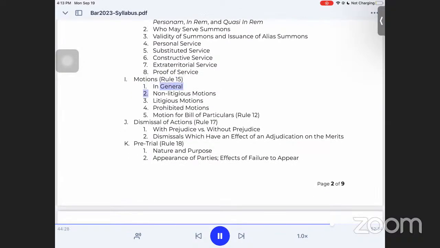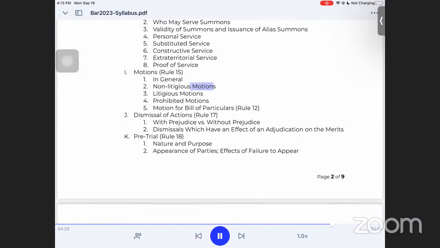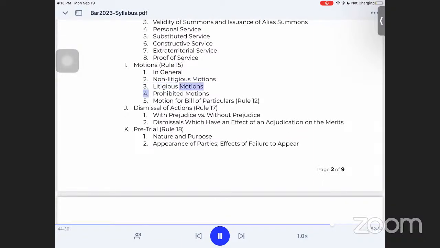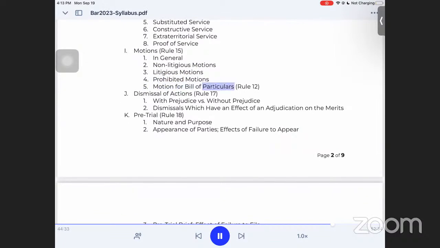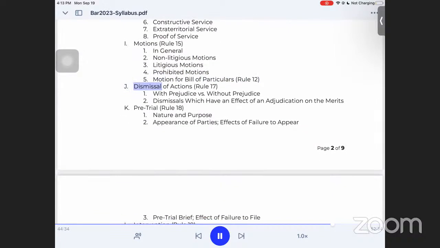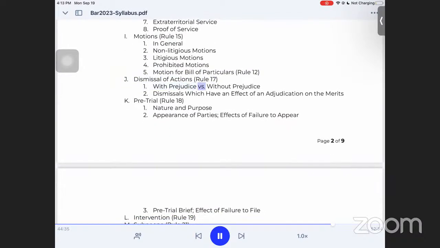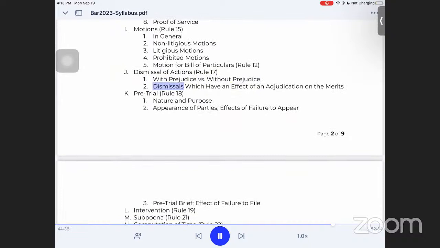1. In general. 2. Non-litigious motions. 3. Litigious motions. 4. Prohibited motions. 5. Motion for bill of particulars, Rule 12. J. Dismissal of actions, Rule 17. 1. With prejudice versus without prejudice. 2. Dismissals which have the effect of an adjudication on the merits.